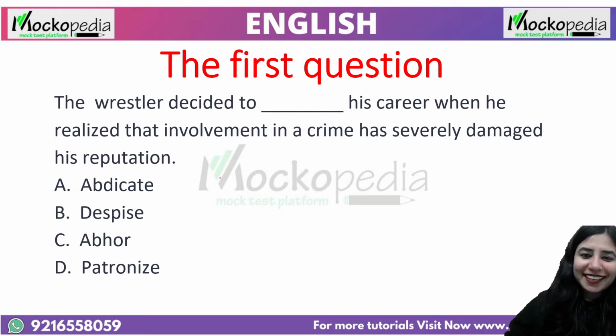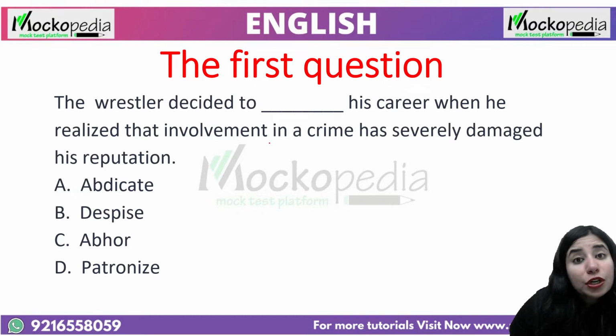So I'm sure you've tried it. So let's see. The wrestler decided to dash his career. So what is the decision of the wrestler? That's what we are talking about. That's the subject. His career when he realized that involvement in a crime has severely damaged his reputation. So his reputation has been damaged when he was involved in a crime. So what would he do to his career? He would leave his career, right? That's how we are going to predict the word. So see, that simple it is, right?